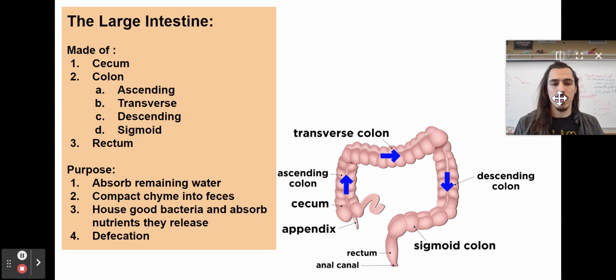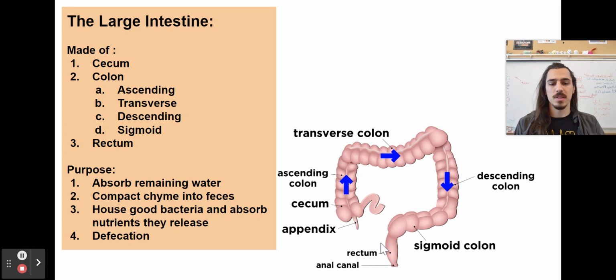Now, make sure you know the order of the spaces of the colon, which is very straightforward: ascending, transverse, descending. Then we have this last one called sigmoid. Sigmoid literally means S-shaped, so up, across, down, and around this little S shape.